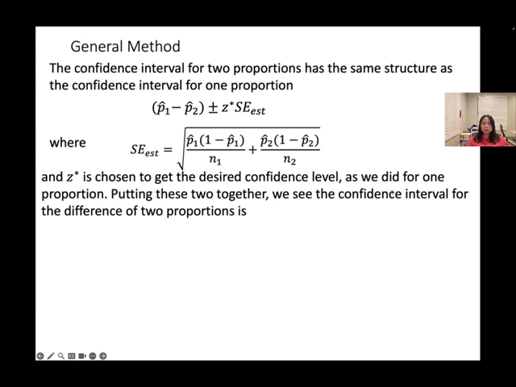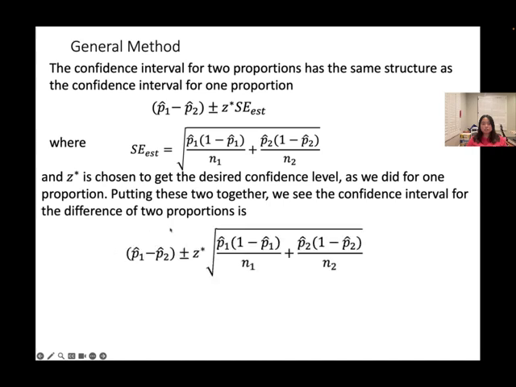And same idea for the C star, we will be getting this confidence level. It depends on your confidence level. Will it be 90%, 93%, 95%, or 99%? As we did for one proportion, putting these two together, we see the confidence interval for the difference of two proportions is this formula. The difference of P1 and P2 will be in between these two values.